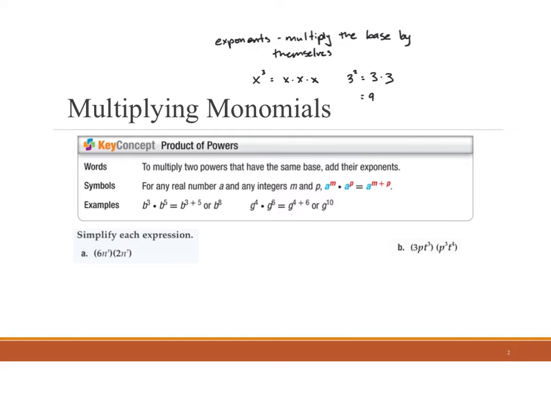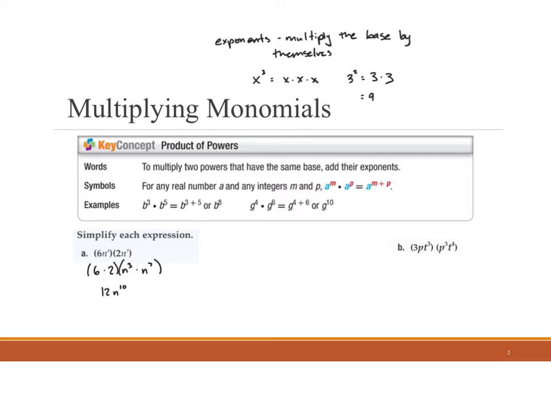So, coming down to this first problem. I have 6n cubed times 2n to the 7th. My numbers will multiply like normal. The numbers will always behave normally. So this is 6 times 2. I'll actually break it up like this: 6 times 2, and then n cubed times n to the 7th. You can write it like this because remember, multiplication is commutative, which means we can move things around. So now I have 12 n, and I can add my exponents: n to the 10.